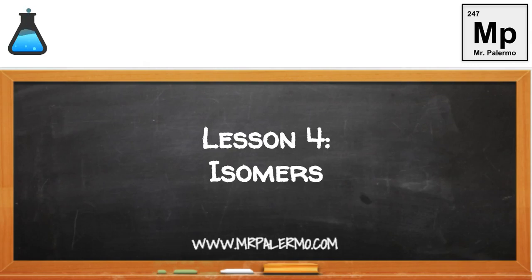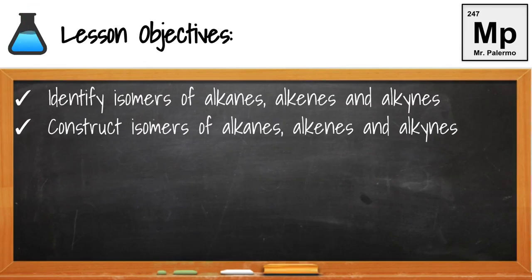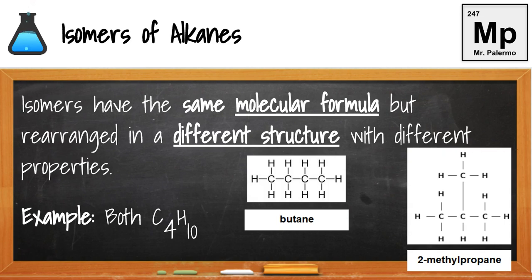Welcome to Lesson 4 on isomers. Our lesson objectives: identify isomers of alkanes, alkenes, and alkynes, and construct isomers of alkanes, alkenes, and alkynes.